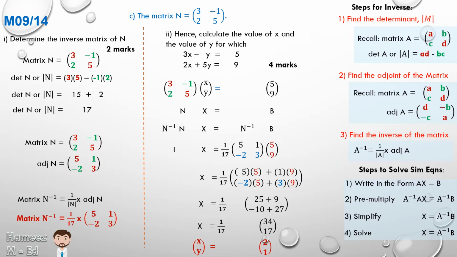Now, we've solved it, but let's just double check that this is correct. If we substitute x as 2 into the top equation, we get 3 2s are 6 minus, what is y? 1. 6 take away 1, it works out. It gives us 5. And let's try the second equation. It must work in both equations. 2 2s are 4 plus 5 1s are 5. 4 and 5, it works as well. So we must check that both equations work, and that means we got our answer perfectly correct. We got our full 4 marks.